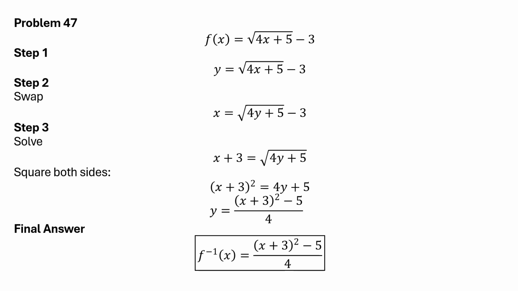After interchanging x and y, square both sides to remove the radical. Solving for y gives the inverse function as quantity x plus 3 squared minus 5, all divided by 4.